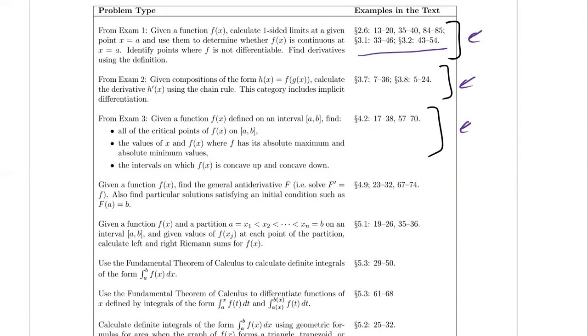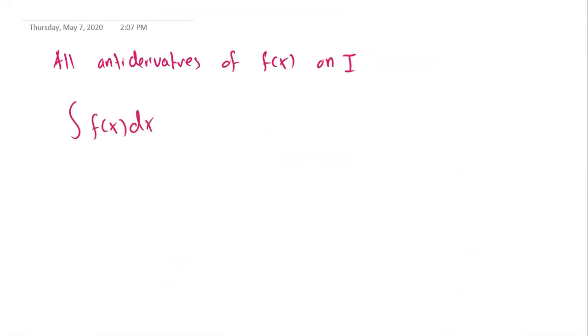So let's go to the first part of the new material, section 4.9. So general antiderivative. So we use the notation, right? If you want to find all antiderivatives of a function, just so we remember the notation, on an interval I, this is given by, notation-wise, the integral of f of x dx.